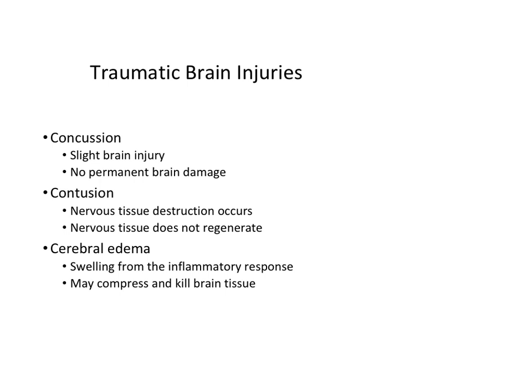Last, we'll talk about what happens if you have injury or damage to the brain. So there's a few different types of traumatic brain injuries. A concussion is a very slight brain injury. There's no permanent brain damage. A contusion is when nervous tissue destruction occurs. Nervous tissue does not regenerate, and so this can actually kill off certain neurological tissue.